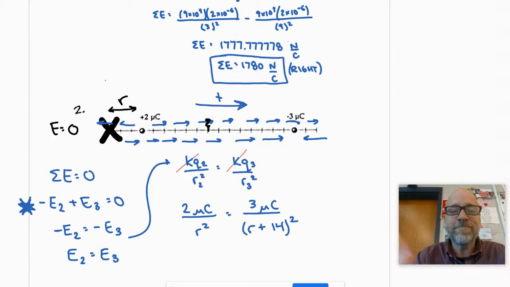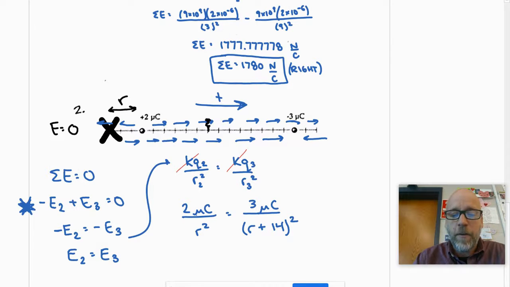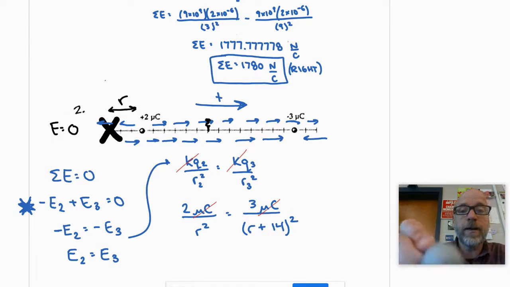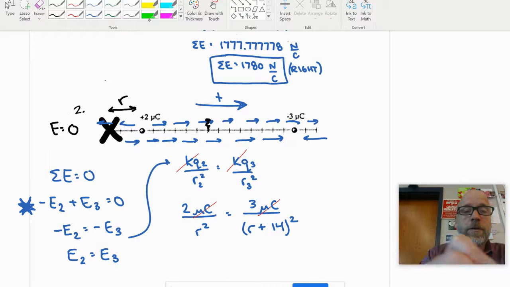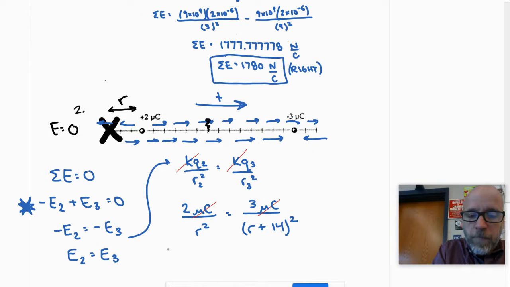Okay, if we keep going. I'm thinking some of you guys right now see that the microcoulombs cancel out. Whew, thank goodness, because I don't feel like dealing with that. And my next step in math would be to cross multiply. So let's do that.